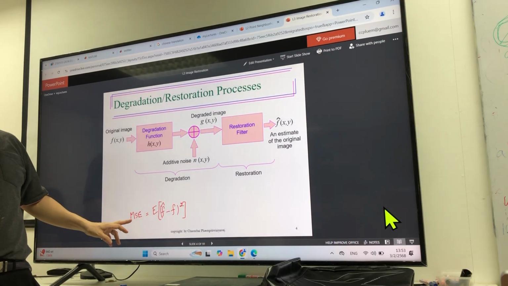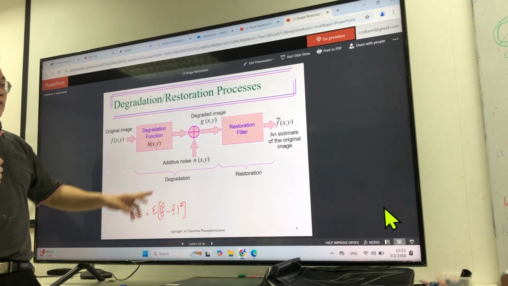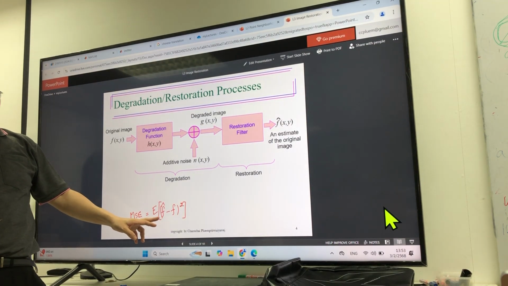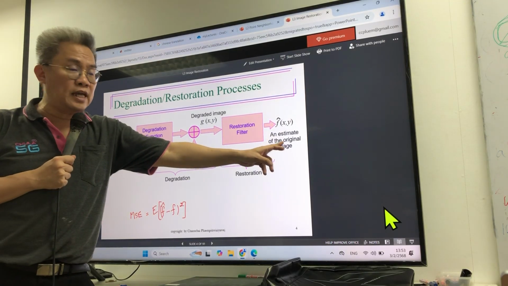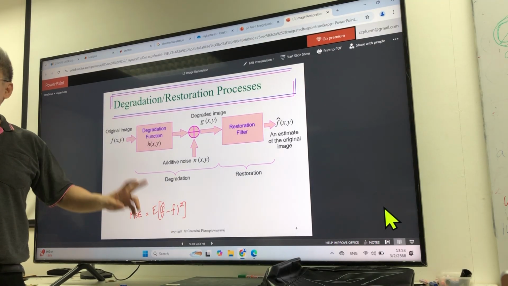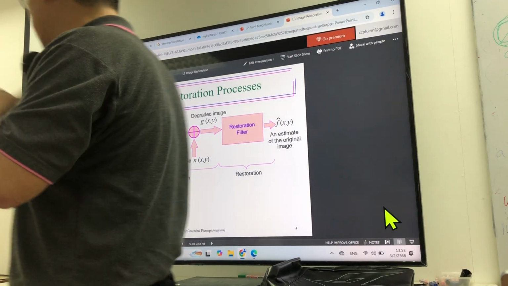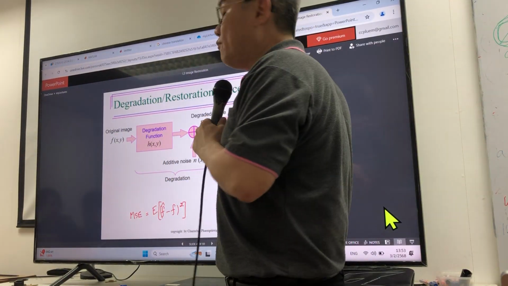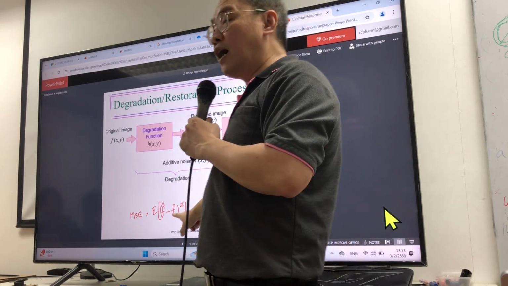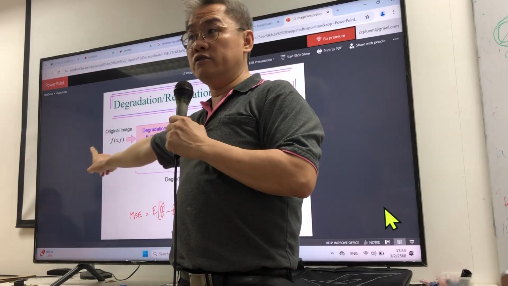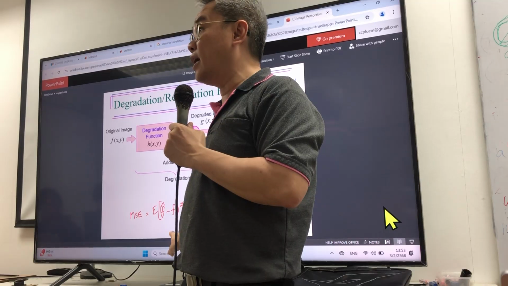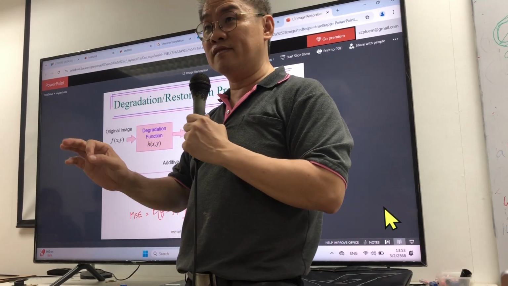How do you know it is better? Usually we use MSE, mean square error. That means you take the expectation of f hat minus f, which is the difference between f and f hat, then square it, and take the average. If this number is small, close to zero, that means your filter is good, because the error is small. If it's large, that means your error from the original is large, and it's not good. In that case, you can see it's objective. You can measure who's the best.